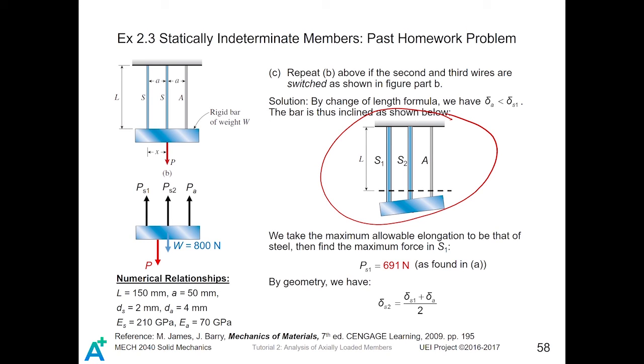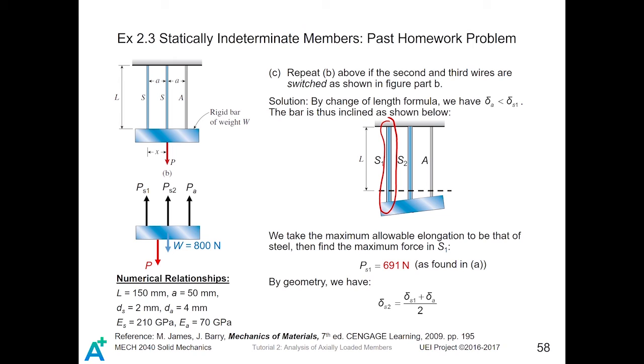Then we have to take the maximum allowable elongation to be that of the steel, because as usual, the steel wire on the left hand side has the largest elongation. As found in part A, the allowable load in the steel wire is 691 newtons.